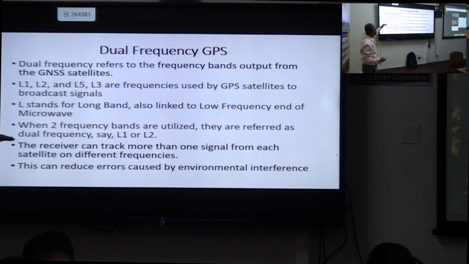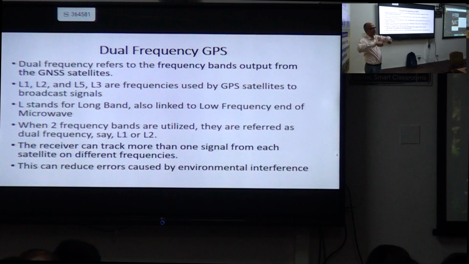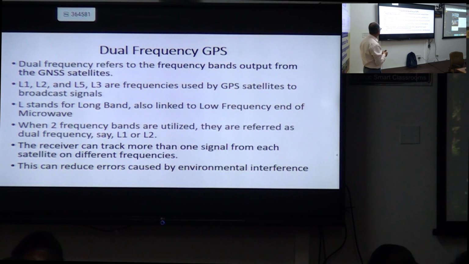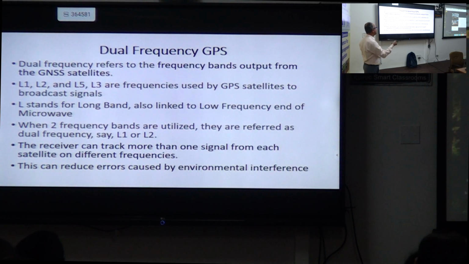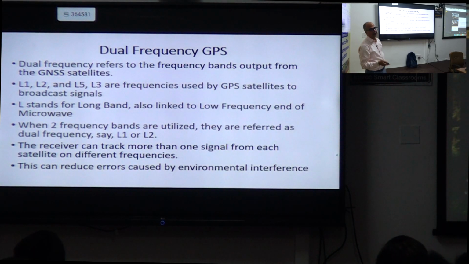Now when two frequency bands are utilized, it is not just one signal coming, it is two frequencies, same signal, then it becomes convenient because we get more information, and there are internal calculations. When you have more information, we can eliminate some of the error and make our signal much improved, and that's why accuracy has also improved a lot. Different devices claim that accuracy is now going to millimeter level. So this can reduce the error caused by environmental interference.